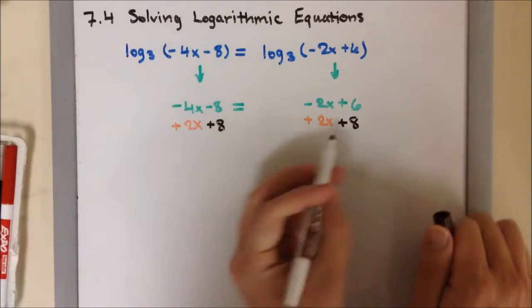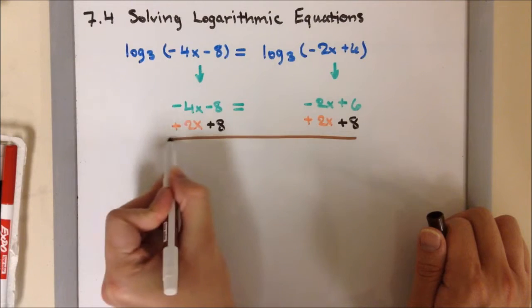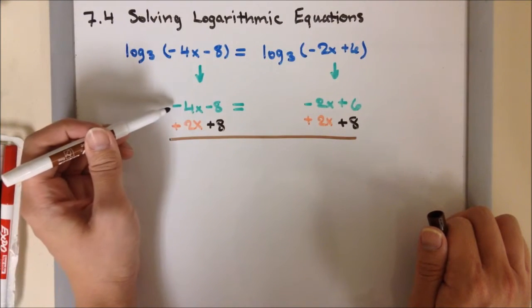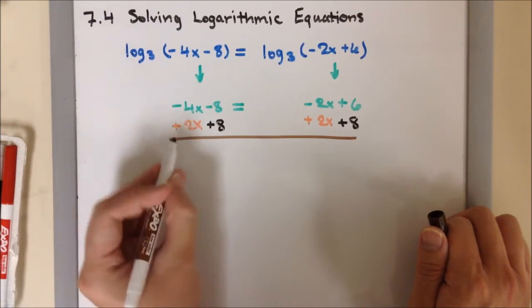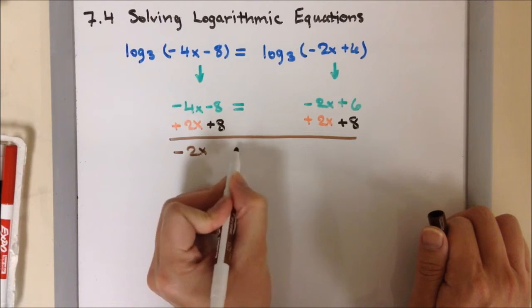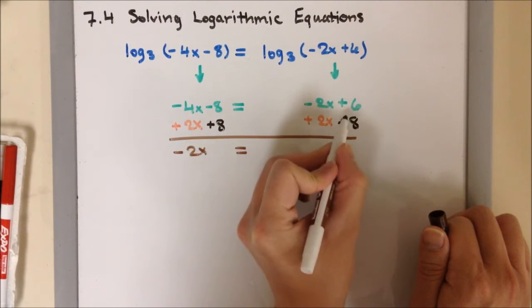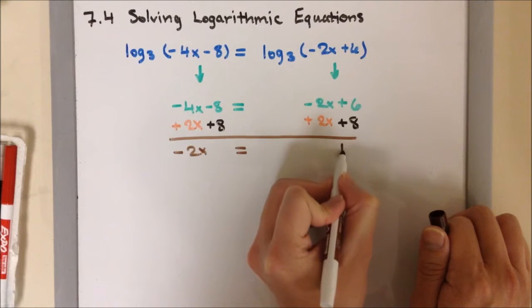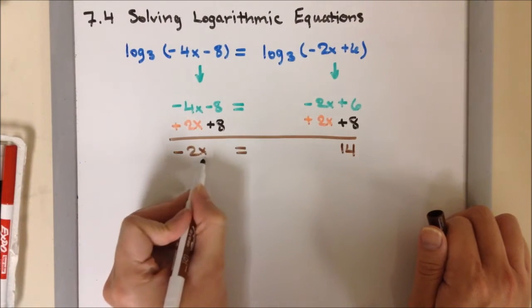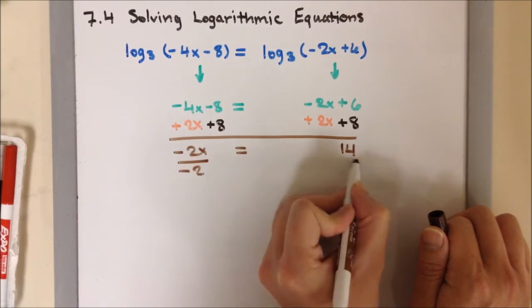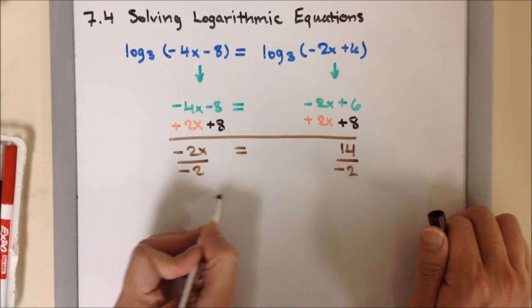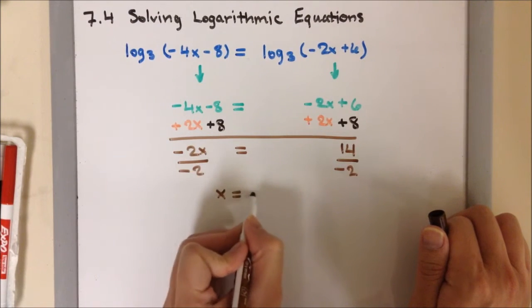So on the left side, negative 4x plus 8 will be negative 2x equal, and on the right side 6 plus 8 will be 14. Then I'm going to divide both sides by negative 2 so I can get x by itself. So x will equal negative 7.